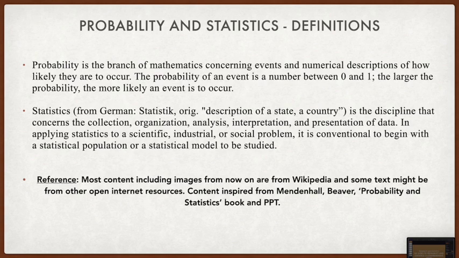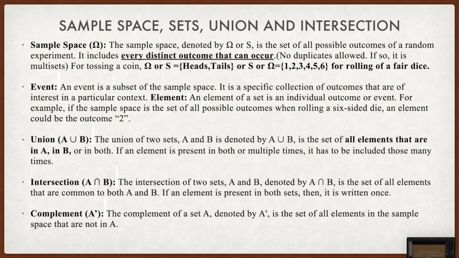Next, sample space, sets, union and intersection. This is the very basis of set theory. In set theory, we define a set; here we name it the sample space. The sample space is the set of all possible outcomes of a random experiment. It includes every distinct outcome that can occur, and no duplicates are allowed. If duplicates are allowed, it is called a multiset.